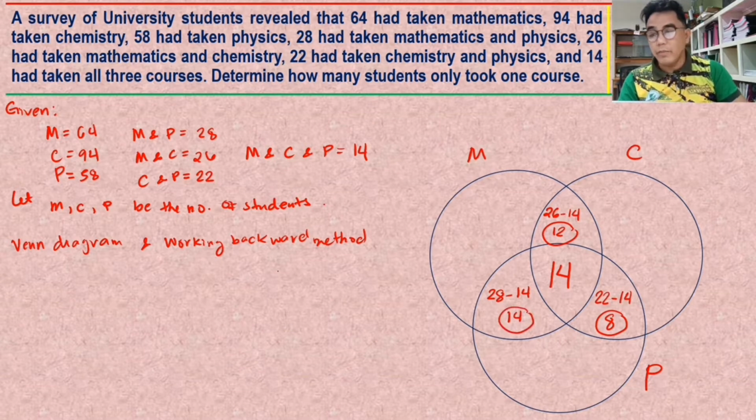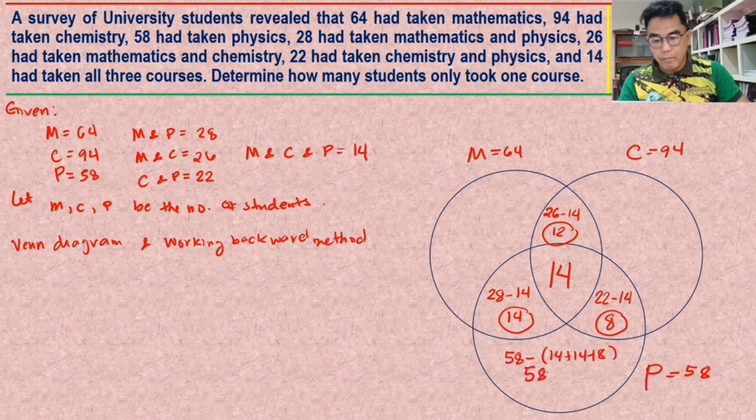And we know that there are 58 students who took physics, chemistry 94, and mathematics 64. If we're going to determine who signed up alone for physics, then we're going to drop 58 here and subtract the sum of these three numbers. So we have 14 plus 14 plus 8, and that is 58 minus 36. Then the difference is 22.